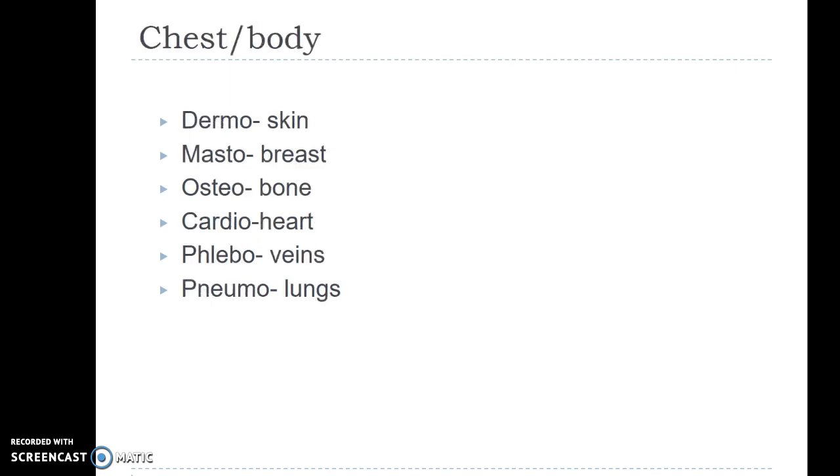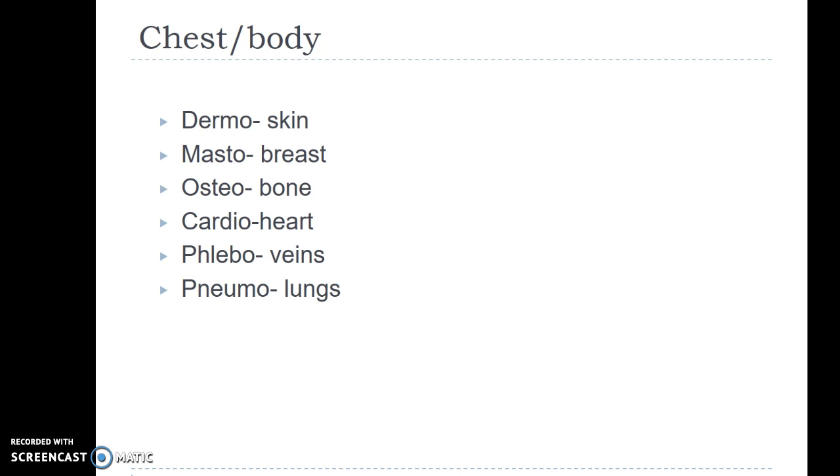Chest and body: dermo, skin. A dermatologist is a doctor who specializes in diseases of the skin. Masto, breast. So mastectomy, mastitis. Mastectomy is removal of the breast. Mastitis is an inflammation of the breast. Osteo is bone. Osteomyelitis is an infection of the bone. Osteosarcoma is a cancer of the bone.